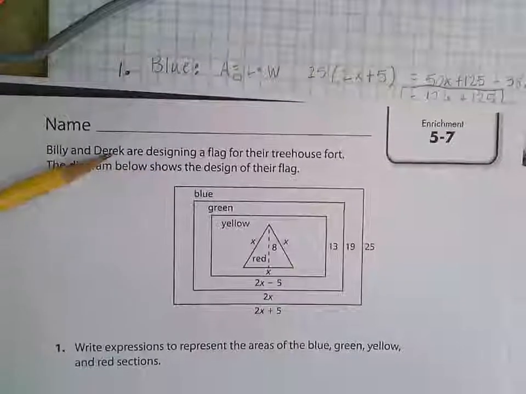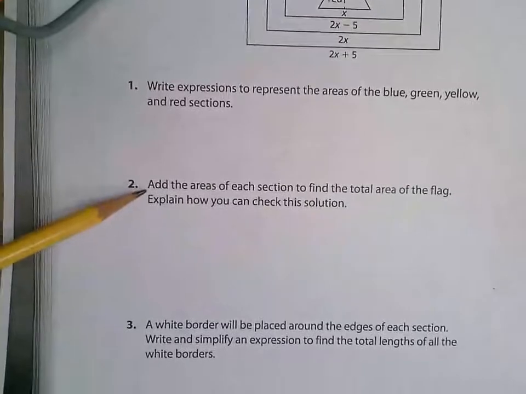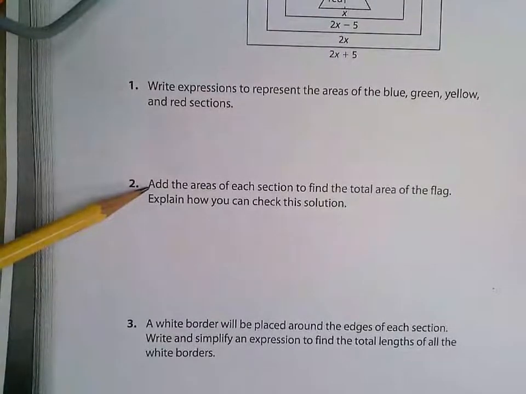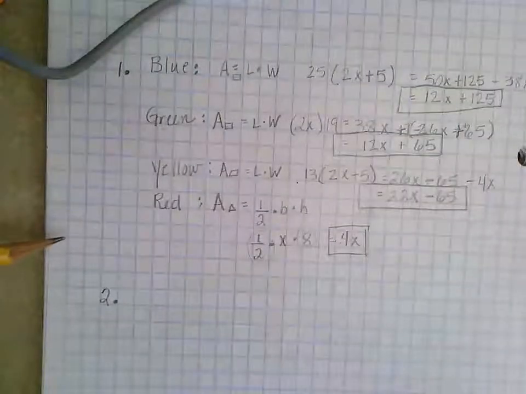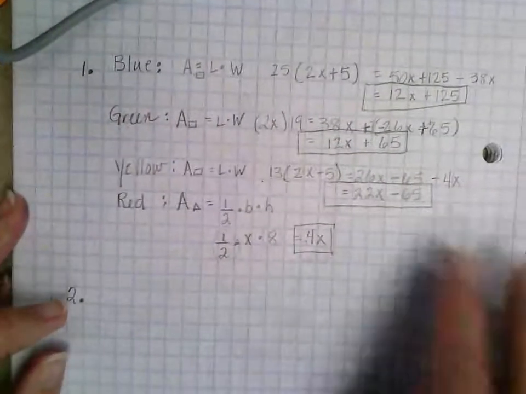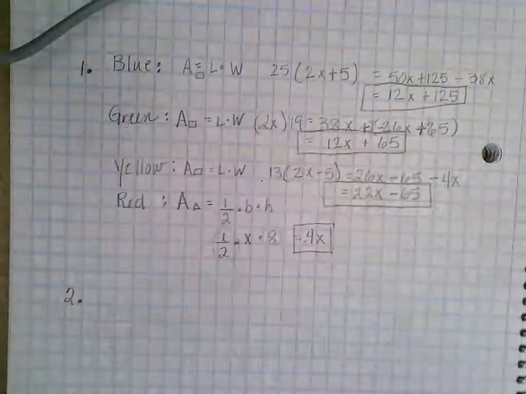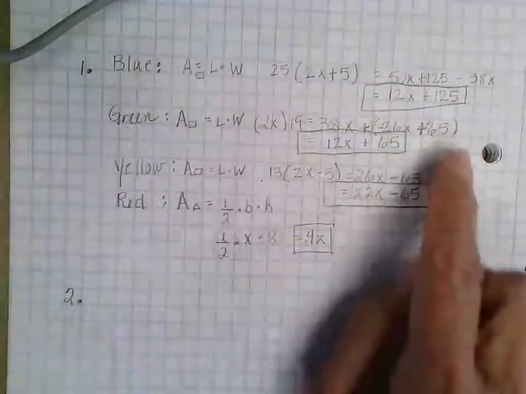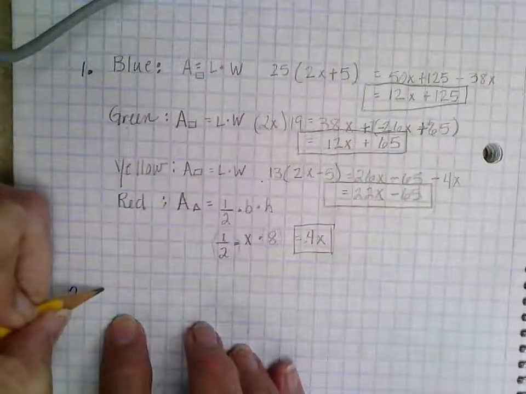Enrichment Worksheet 5-7, number 2. Number 2 says add the areas of each section to find the total area of the flag. Explain how you can check this solution. So now that we have the areas for the various parts of the flag, they want us to add them together. So this is pretty straightforward.